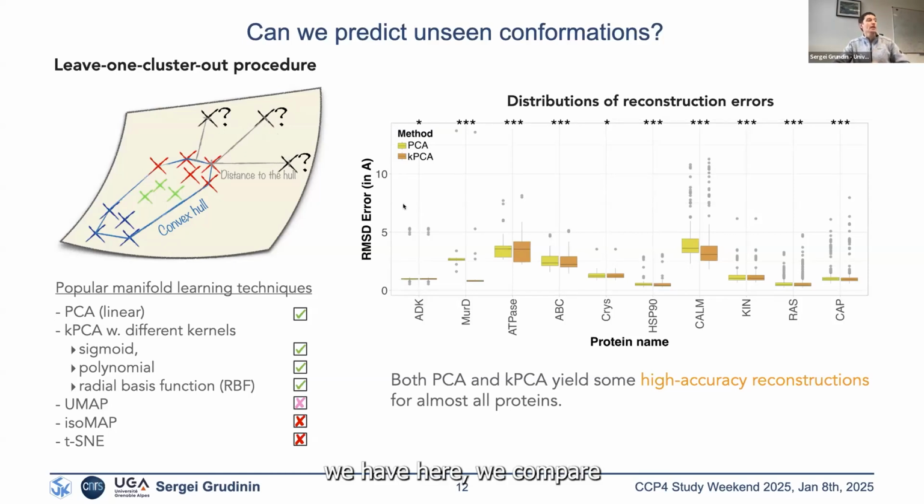Here we compare the linear and the nonlinear, the kernel PCAs, and we can see that overall we can achieve a very high level of the reconstruction, except for a few families. The ITPs and ABCs are very large proteins, so they are harder to reconstruct. And calmodulin has very large transitions of 2 domains. It's also rather hard to reconstruct.